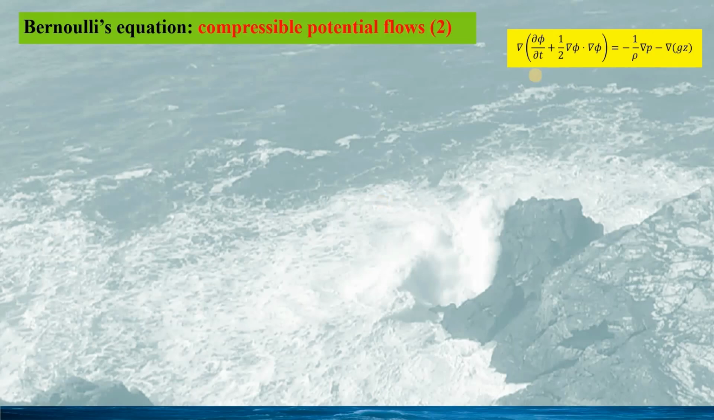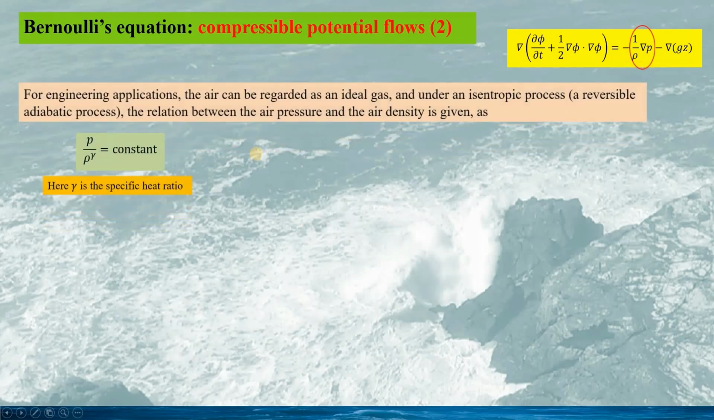To obtain the Bernoulli's equation for the compressible potential flows, the important thing is we need to get this term integral. So for engineering applications, we consider the air as an ideal gas, and under an isentropic process, which is a reversible adiabatic process. So the relation between the air pressure and the air density is given as this. And here, gamma is the specific heat ratio.